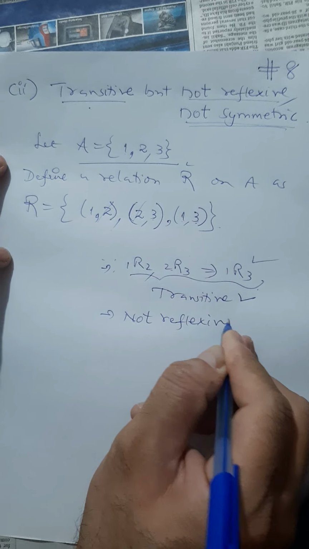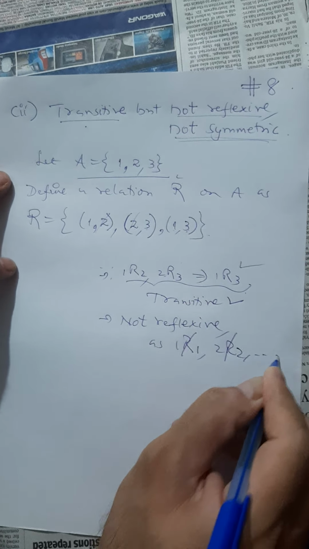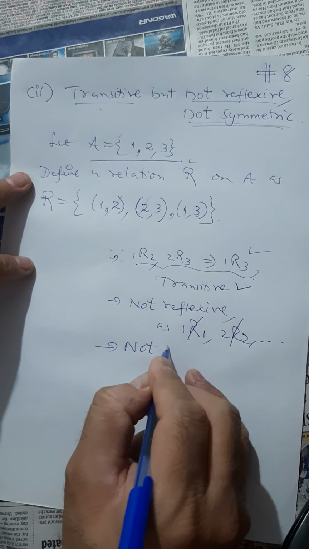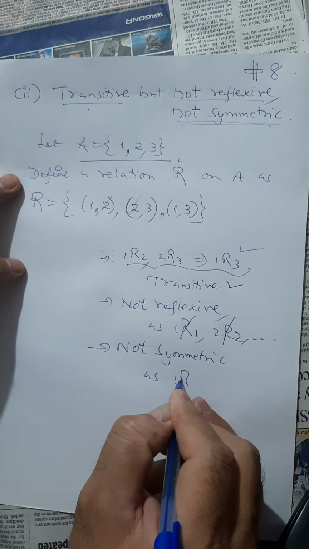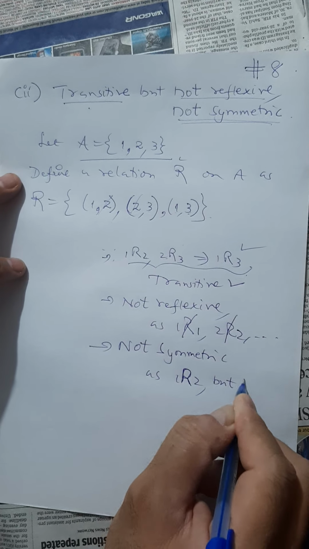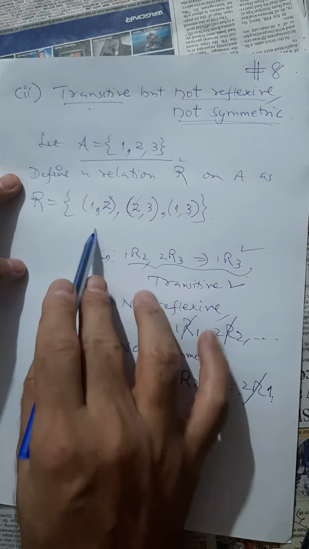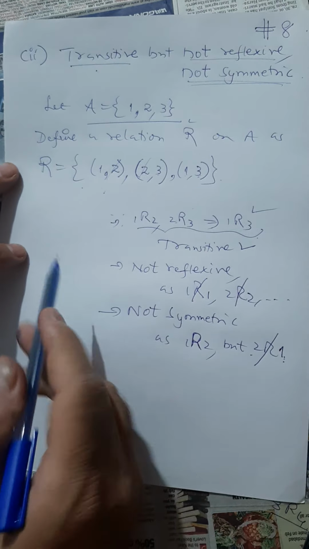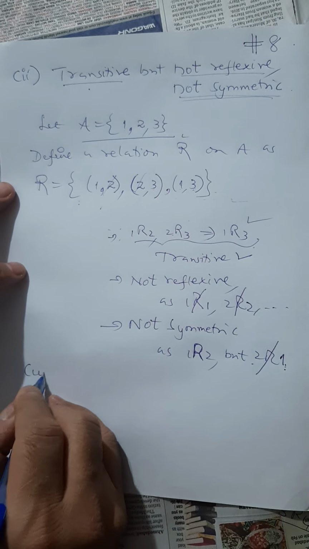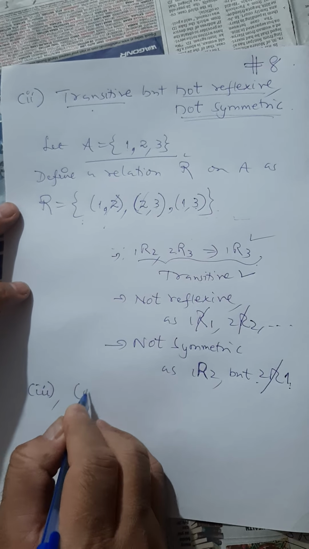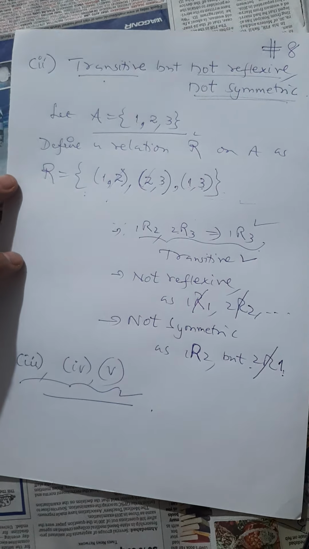Now you can answer it. Why not reflexive? 1 related to 1 is not there, 2 related to 2 is not there, and so on. Not symmetric also. You can see that why it is not symmetric. Because 1 related to 2 is there, but 2 is not related to 1. 2, 1 should be there in the relation, but here it is not there. So this is one example. You can find number of such examples. This is one illustration for you. Third, fourth, and fifth. Try to give such relations yourselves.